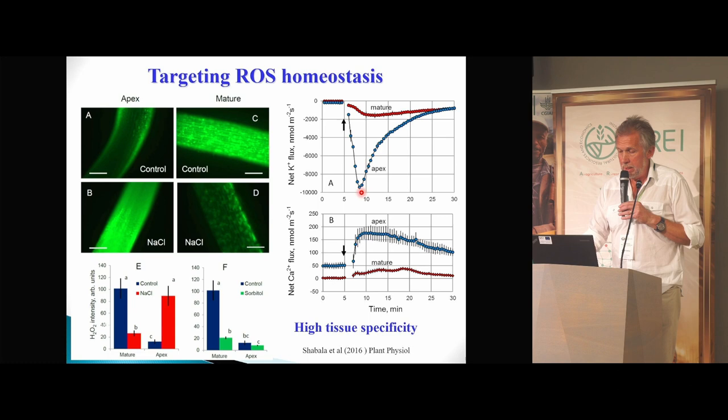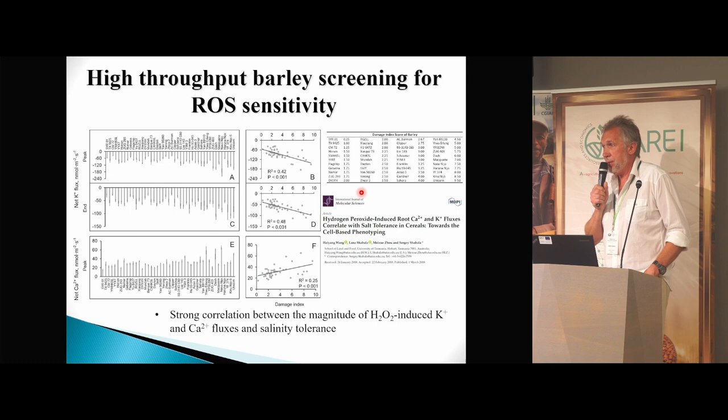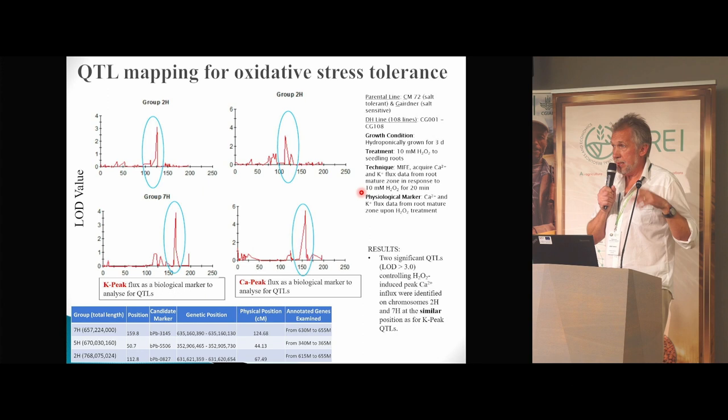And another one of our students looked at the correlation between the sensitivity to ROS, or desensitization of ion channels, and salinity tolerance, and found a very nice correlation between these in barley and wheat species. She went even further and looked at QTL, applying that approach to mapping populations, and she found two clear peaks in calcium and potassium flux response which really overlap, and they overlap with overall salt tolerance.